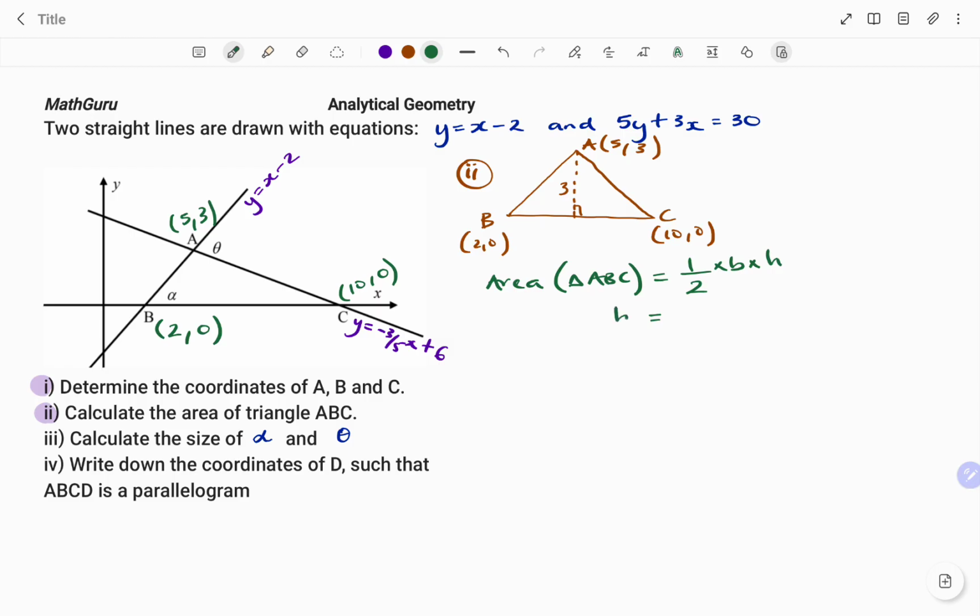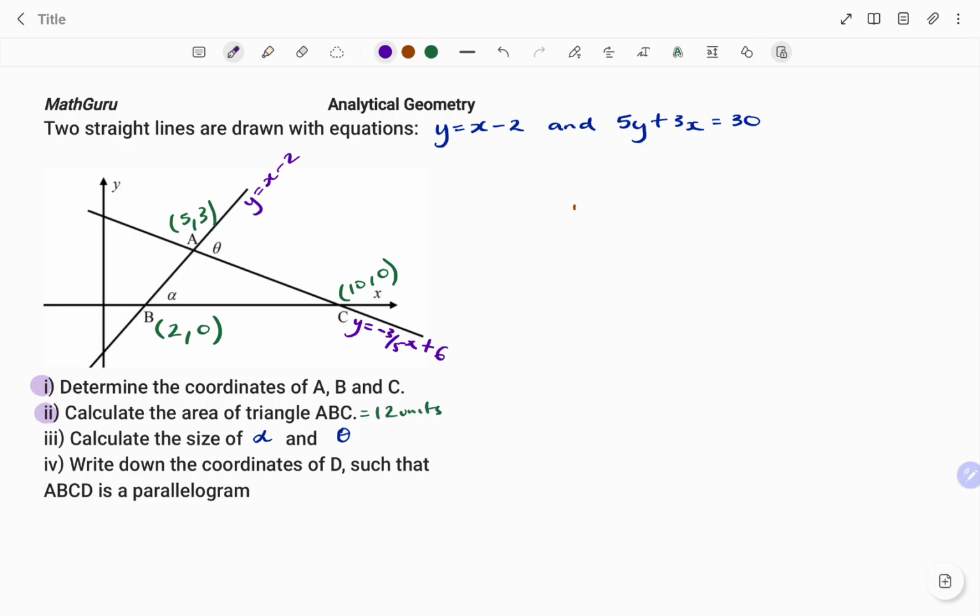So I have my base equals 10 minus 2, because both points are lying on the x-axis, so I'm using the coordinates of B and C, that's 8. And then my perpendicular height will be the height of A, which is the y value 3. So therefore, area equals half times base times my perpendicular height, and that will give me 2 in 8, 4 times 3, 12 square units. The third part of the question says, calculate the size of the angles alpha and theta.